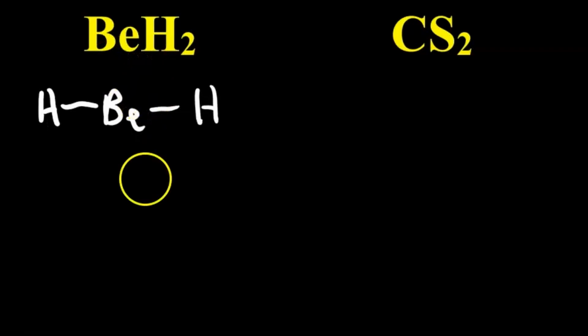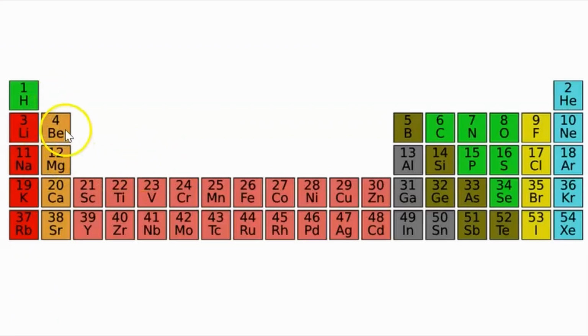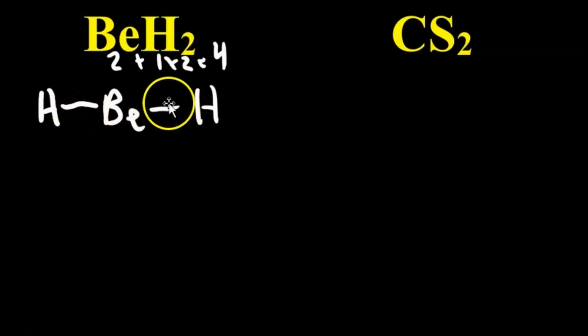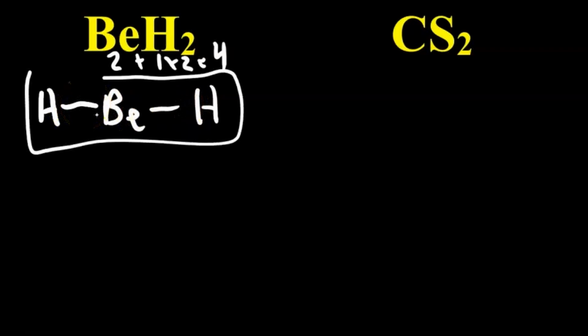Now we need to add the number of electrons. Beryllium, we start from the left, 1, 2, has 2 valence electrons. Hydrogen has 1 each, so 1 times 2. So there's 4 electrons to add. And look at that, there's 2 electrons in each bond. We have all 4 electrons here. This is our Lewis structure. No need to go further.